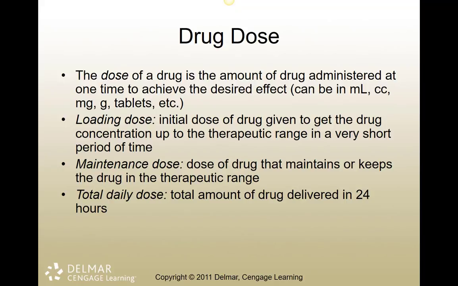Or we might do something like 20 milligrams IV, followed up 4 or 6 hours later with 10 milligrams IV. So your 20 is your loading dose, and your 10 is your maintenance. We take all the dosages that we've given in the day, add them all together, and that ends up being the total daily dose. This is the total number of milligrams of drug delivered within a 24-hour period.